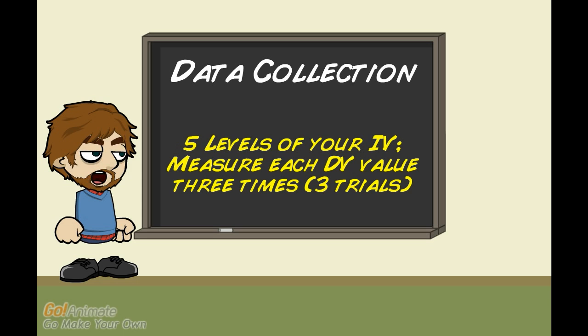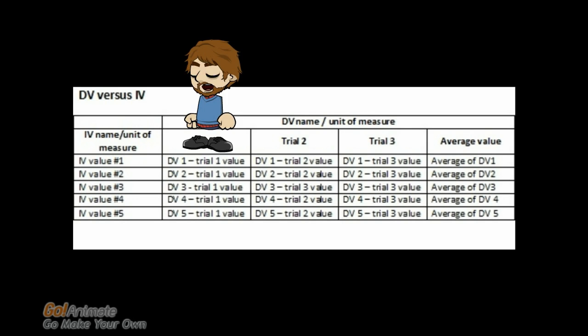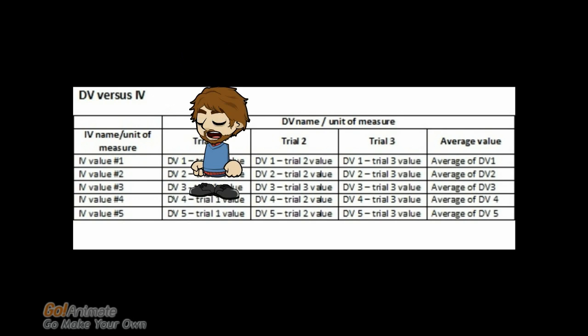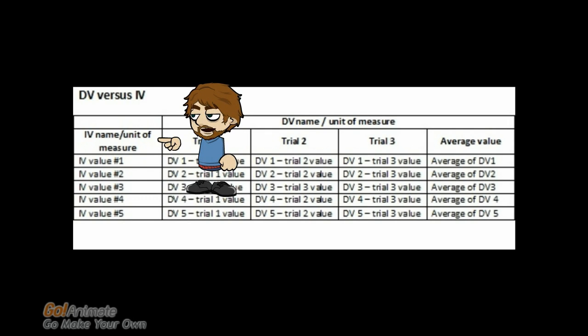Data should be organized in a neat, labeled table. Here is an example of a generic data table. Every data table should have a title. The easiest title is to simply name your variables. The first column in the table is for your IV. At the top of the column, write the name of the variable and what unit you will use to measure it. For example, your IV might be height measured in centimeters.